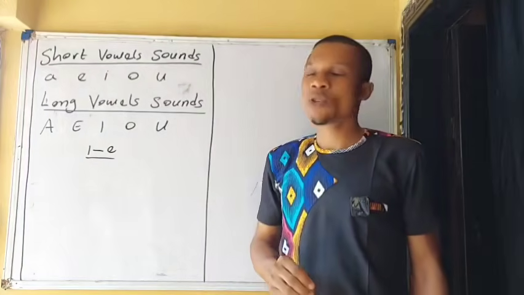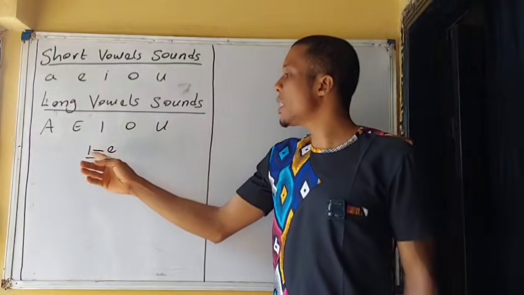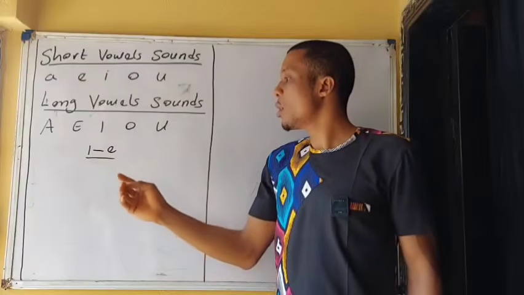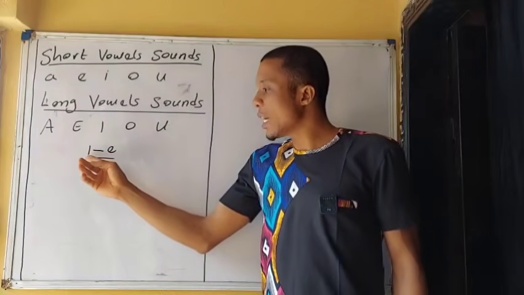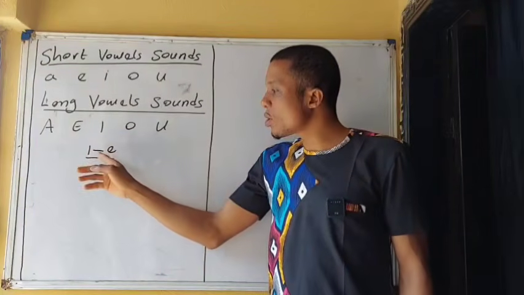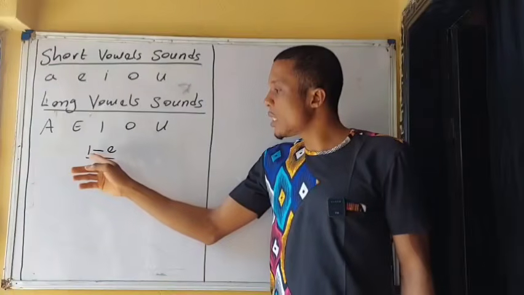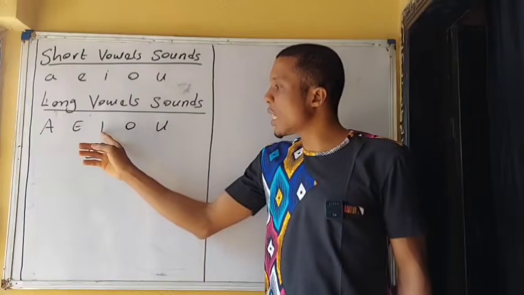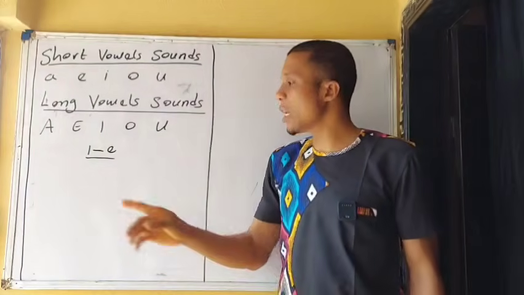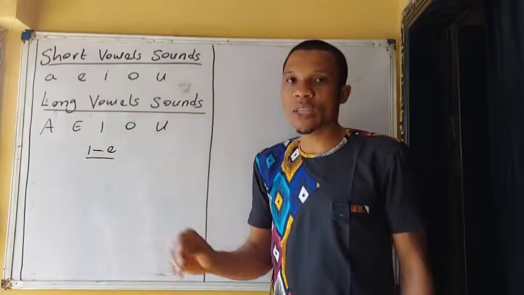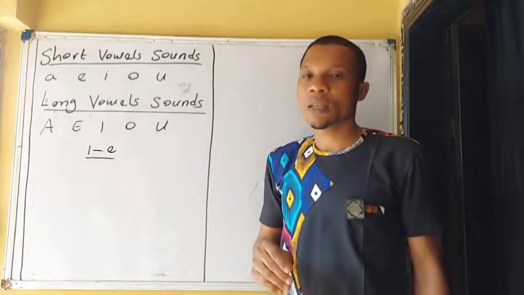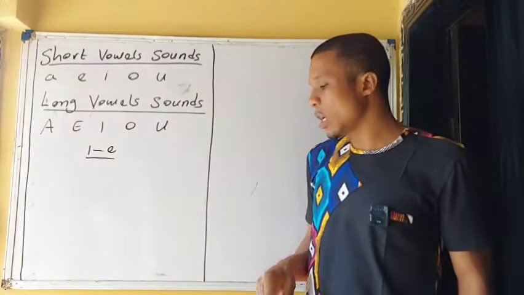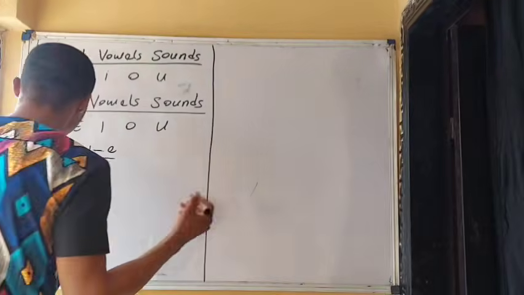Is that clear? So what we are saying is that when letter E comes after letter I and there is a consonant in between them, this letter E is going to change to letter I. Is that clear? There must be a consonant in between them. Is that understood? So let me illustrate also.